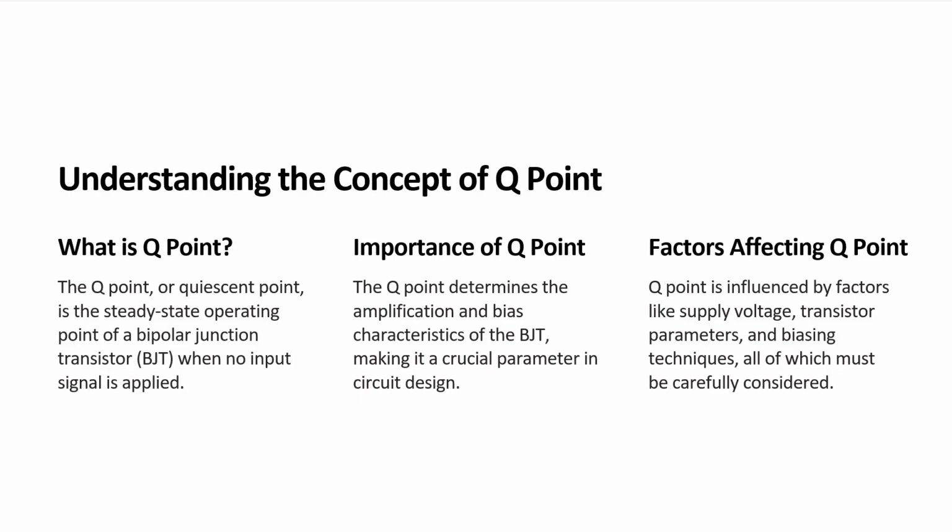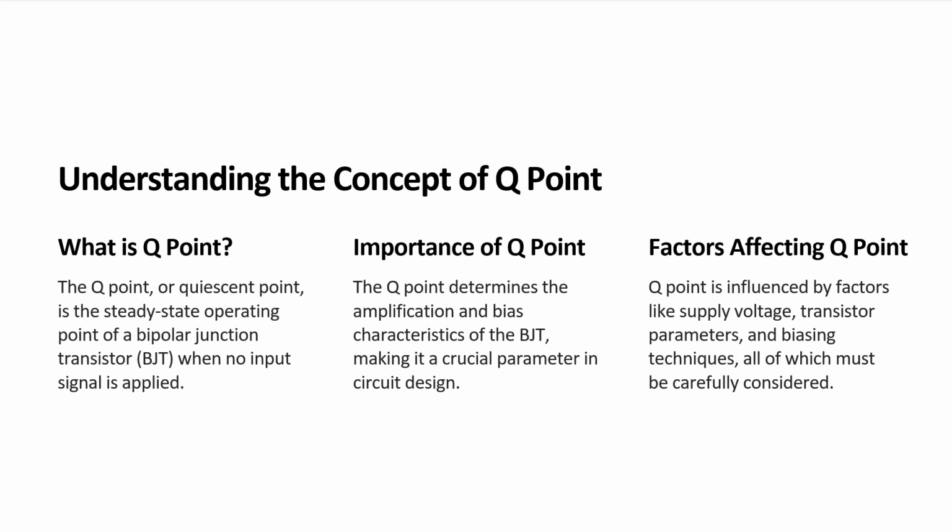Next, the second part of the topic: understanding the concept of the Q point. What is the Q point? The Q point, or quiescent point, is the steady state operating point of a bipolar junction transistor when no input signal is applied. What is the importance of the Q point? The Q point determines the amplification and bias characteristics of the BJT, making it a crucial parameter in circuit design.